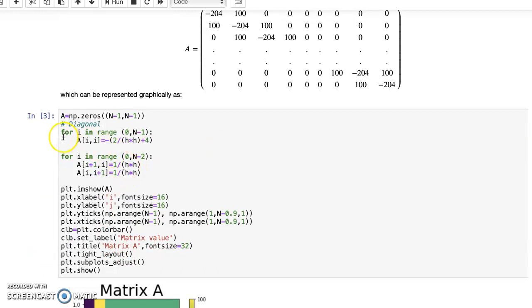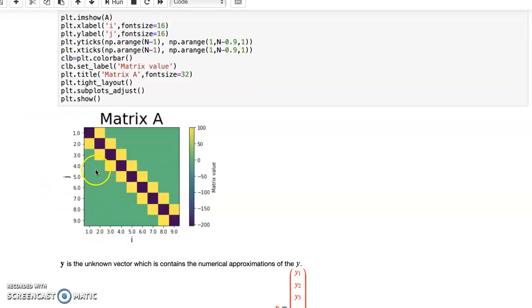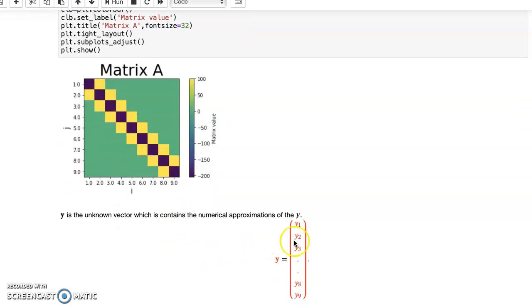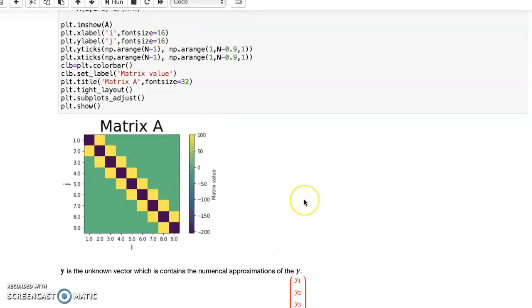So to set up the matrix, I set up a matrix that's 9 by 9, and I just set all the diagonals to be minus 204, and the off diagonals to be 100. And here is the graphical representation of it. You see strong negative, and off diagonals are just the same. y1 to y9 is what we need to know.